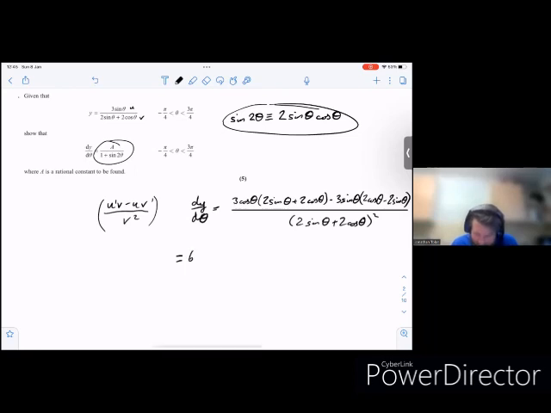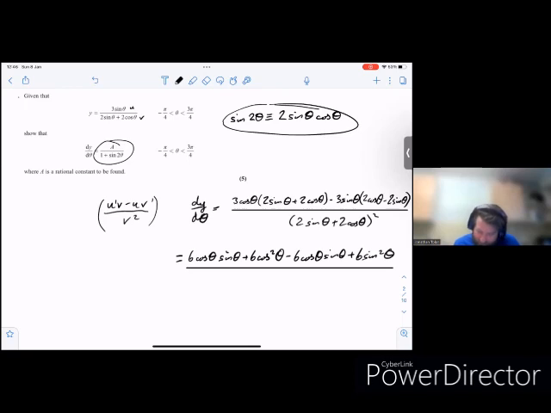So we get 6 cos theta sine theta plus 6 cos squared theta minus 6 cos theta sine theta plus 6 sine squared theta. Hopefully you can see that a lot of that simplifies. And then multiply out the bottom, we get 4 sine squared theta. I'm going to put the 4 cos squared theta next to it so it's more obvious how we simplify that. Plus 8 sine theta cos theta.